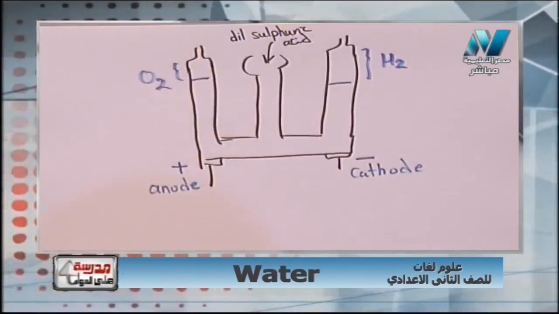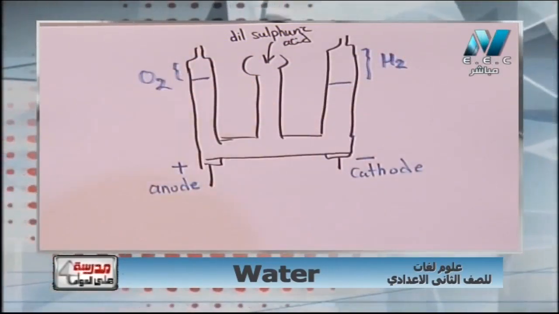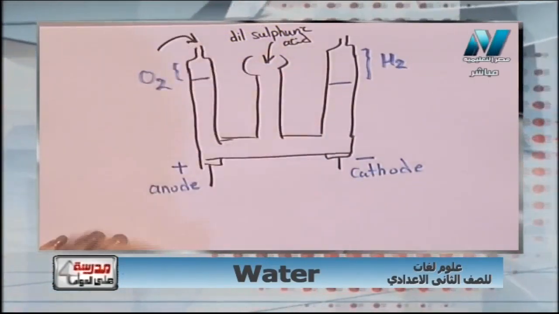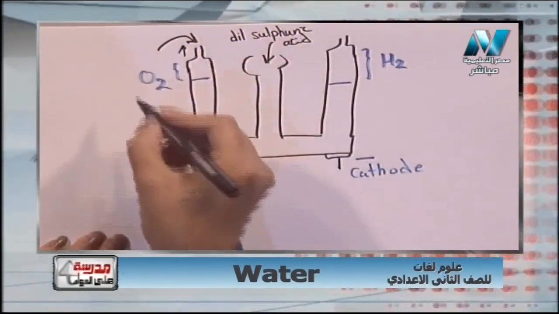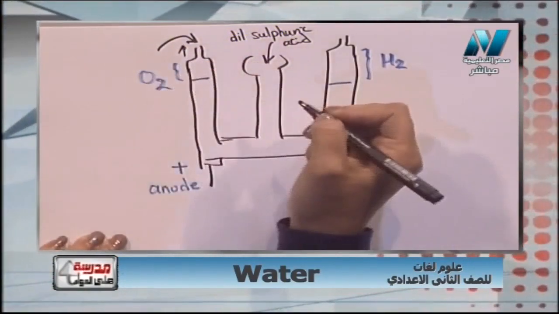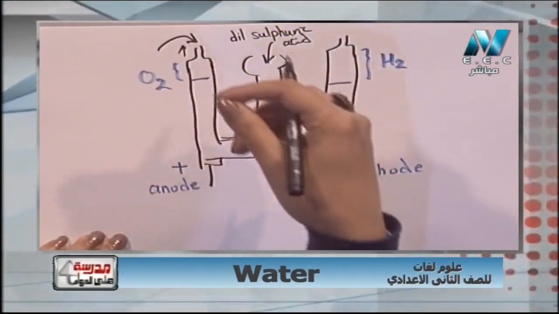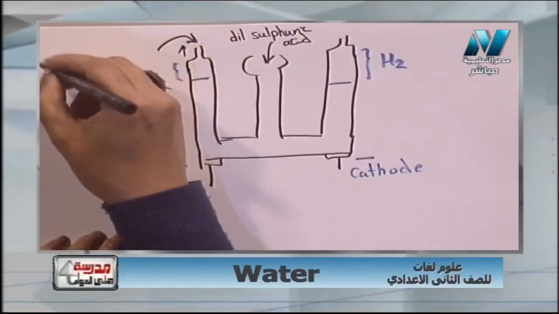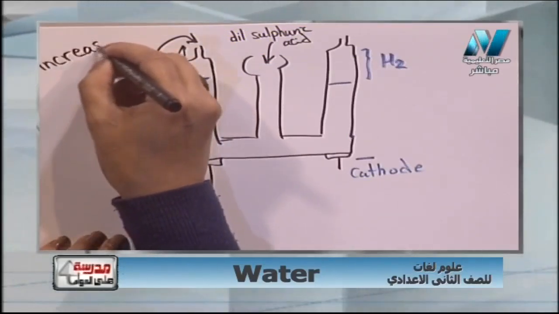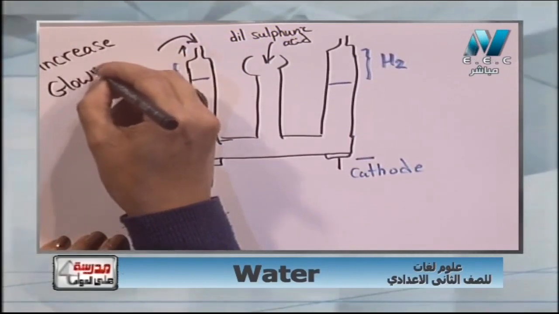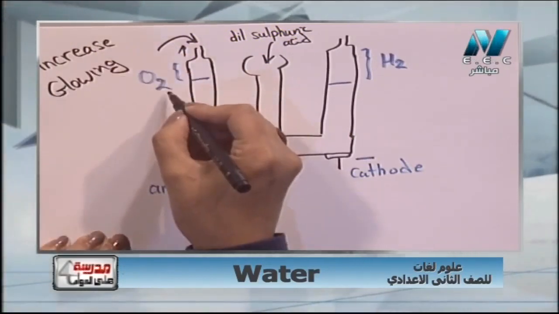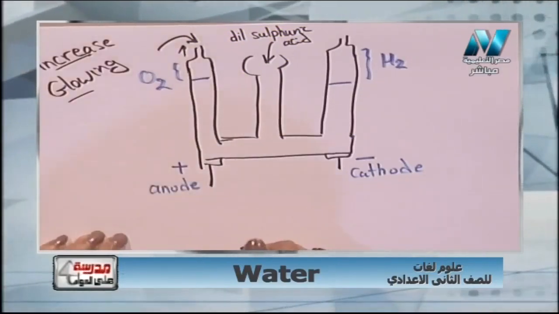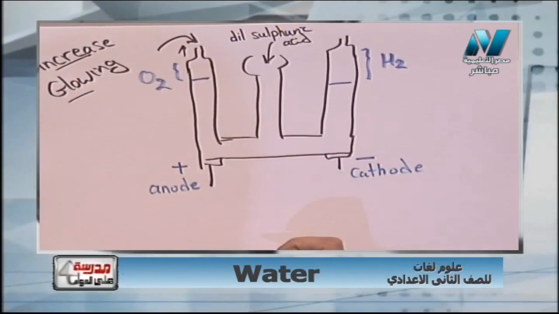Okay, how can I test for both oxygen and hydrogen? When I open this here, the oxygen evolves from this side and I can test it with a glowing splint. If there is a glowing splint or a burn, it will increase. So the oxygen increases the glowing of the glowing splint. All the burn increases as the oxygen, we know that it helps in burning.